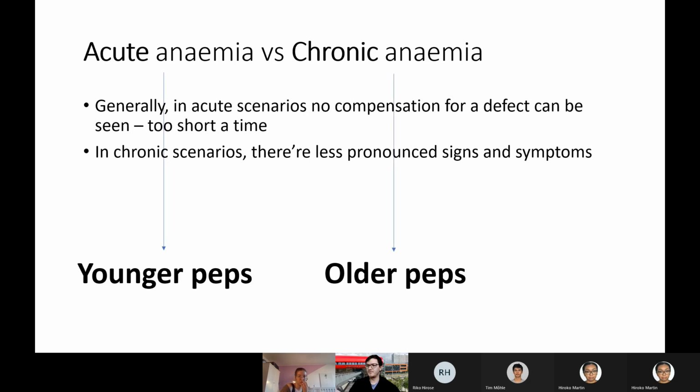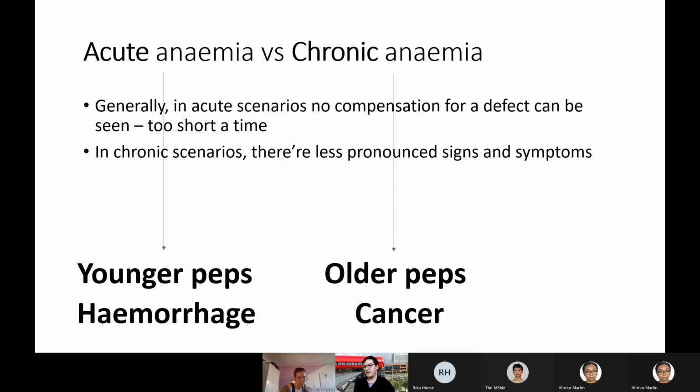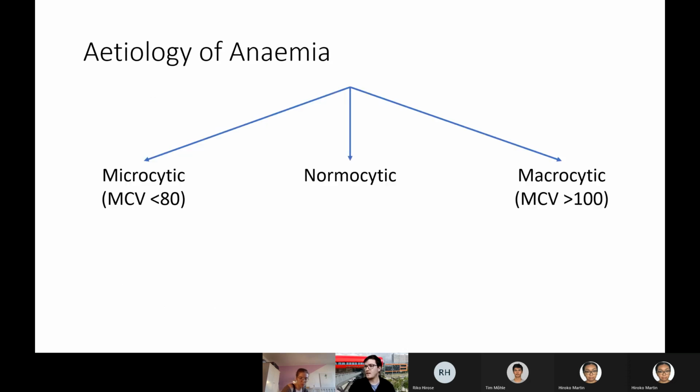Okay, next up is some examples. For example, acute anemia is quite common in younger people, while chronic anemia is more common in older people. And some examples would be hemorrhage and cancer. Cancer can cause anemia, and it's something that is called anemia of chronic disease, and we'll be talking about it pretty soon.